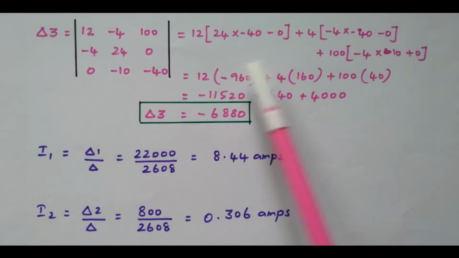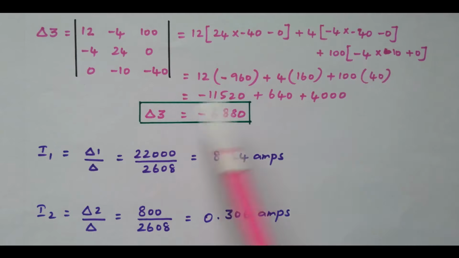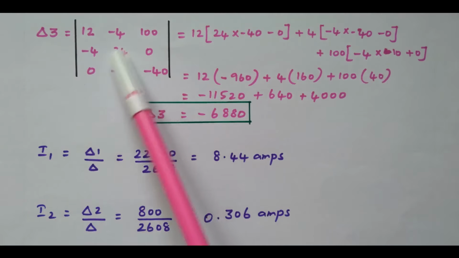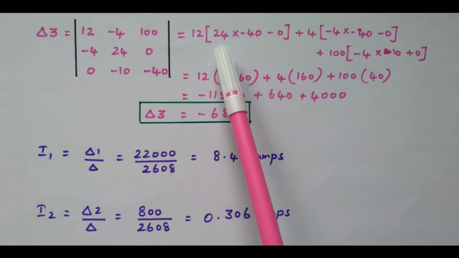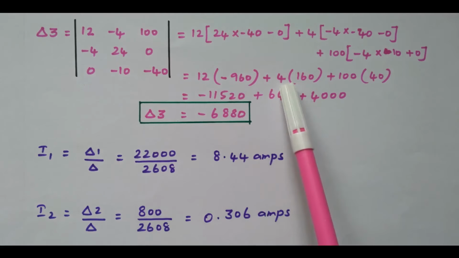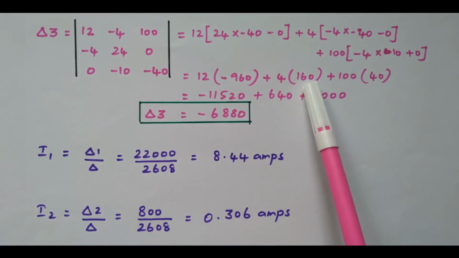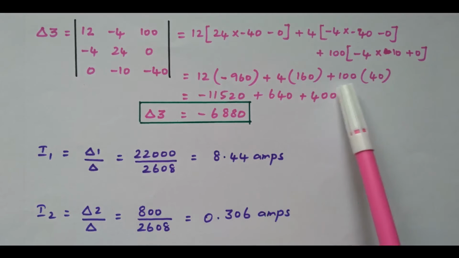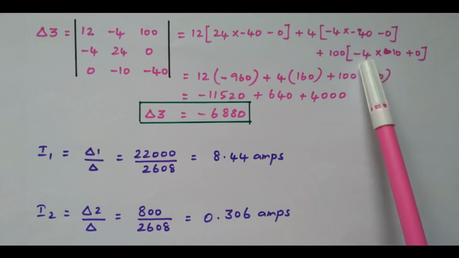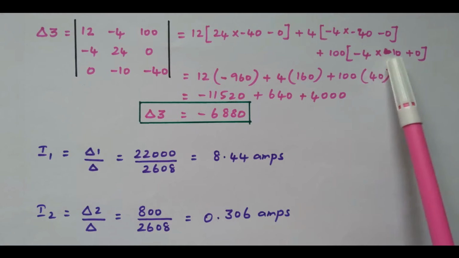Take the third term, 100. Multiply these two. Minus 4 into minus 10. This side, 24 into 0, automatically 0. So 12 into 24 into minus 40 is minus 960. Plus 4 into minus 4 into minus 40 is 160. Become positive. Plus 100 into minus 4 into minus 10. Become plus 40. 4 into 10, 40. Both are negative, so become 40.